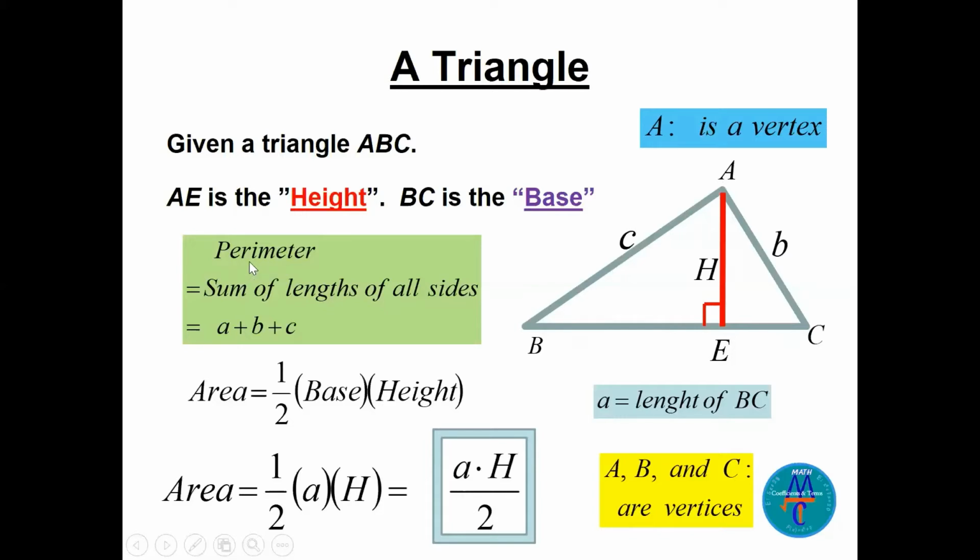So if we need the perimeter of this triangle, the sum of the lengths of all sides, so just small a plus small b plus small c, you get a number. So this number is the perimeter of the triangle. The area is half the base times the height. The base here is this small a, and the height is capital HC. So a times h all divided by 2. You can use any letters there, or you can use the formula, half the base times the height.